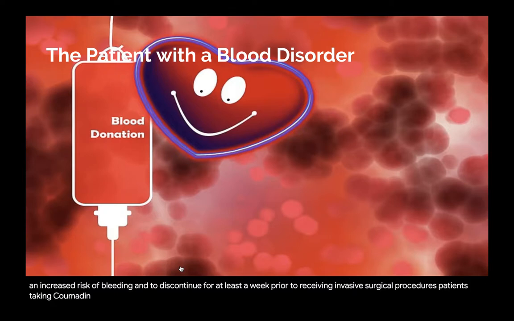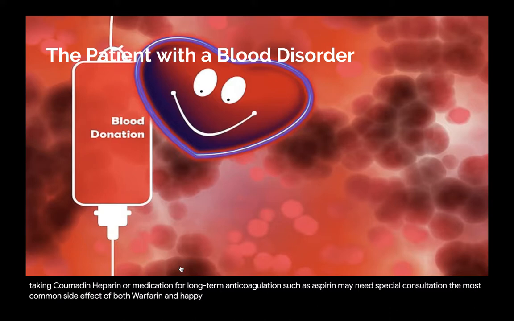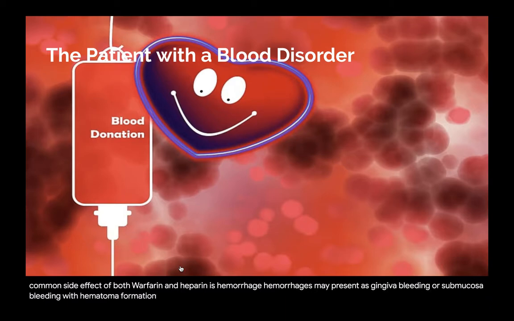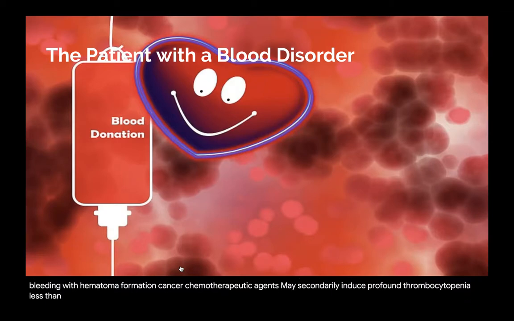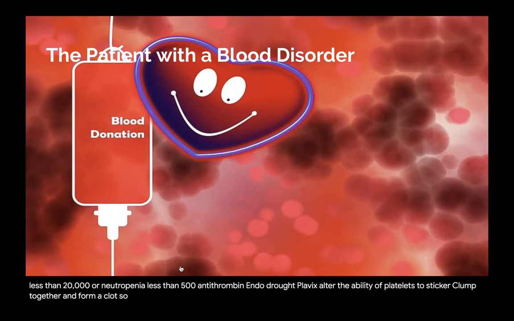Patients taking Coumadin, heparin, or medication for long-term anticoagulation, such as aspirin, may need special consultation. The most common side effect of both warfarin and heparin is hemorrhage. Hemorrhages may present as gingival bleeding or submucosal bleeding with hematoma formation. Cancer chemotherapeutic agents may secondarily induce profound thrombocytopenia, less than 20,000, or neutropenia, less than 500. Antithrombotic agents such as aspirin and clopidogrel, Plavix, alter the ability of platelets to stick or clump together and form a clot.